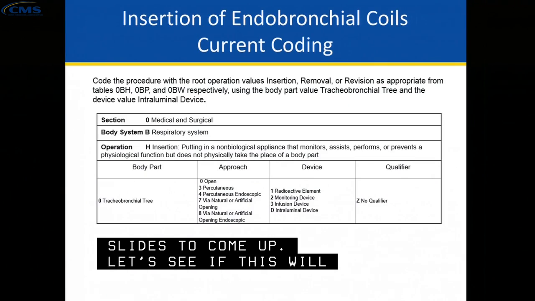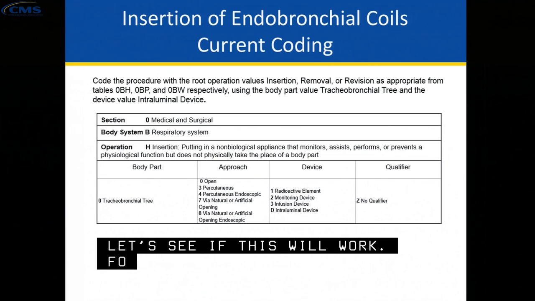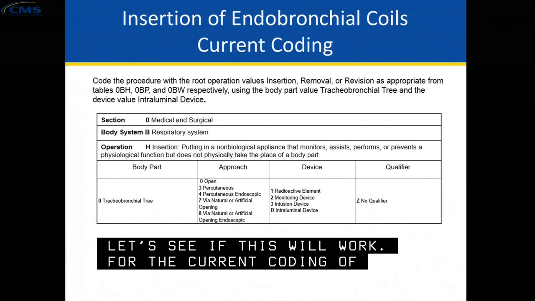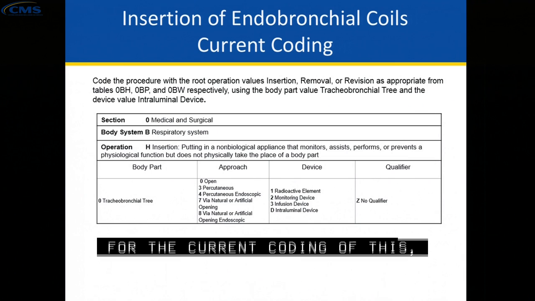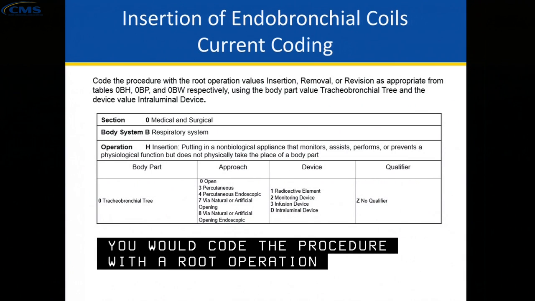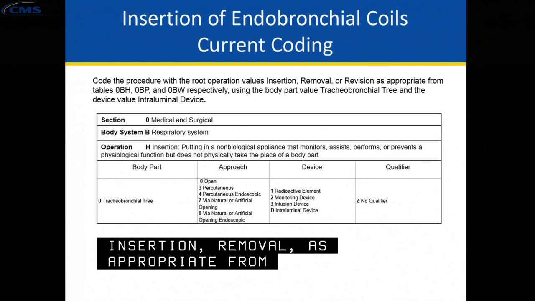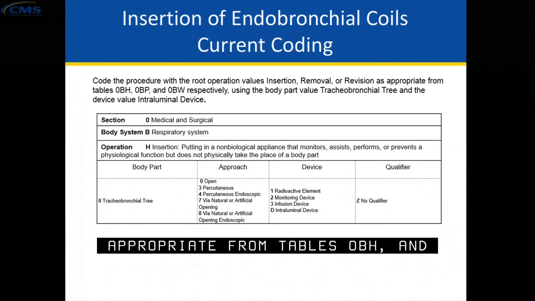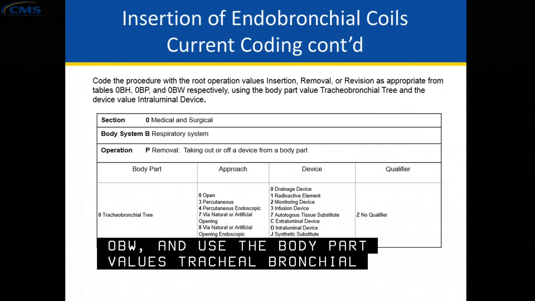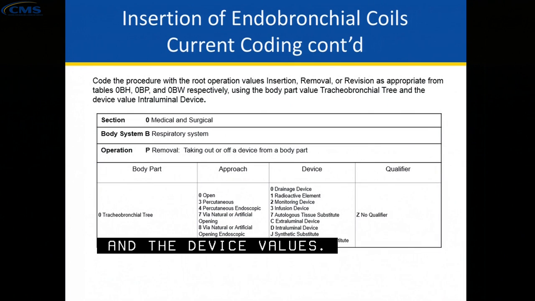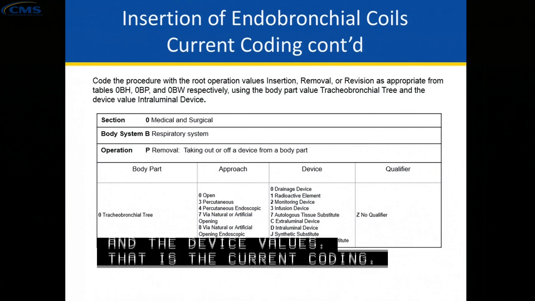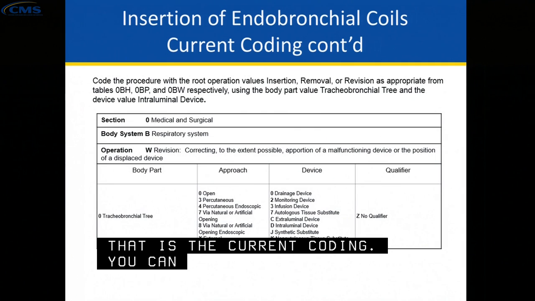For the current coding of this, you would code the procedure with the root operation values insertion, removal, or revision as appropriate from tables 0BH, 0BP, and 0BW respectively. And you would use the body part value tracheobronchial tree and the device value intraluminal device. So that's the current coding. And you can see pictorial representations for the removal and the revision.